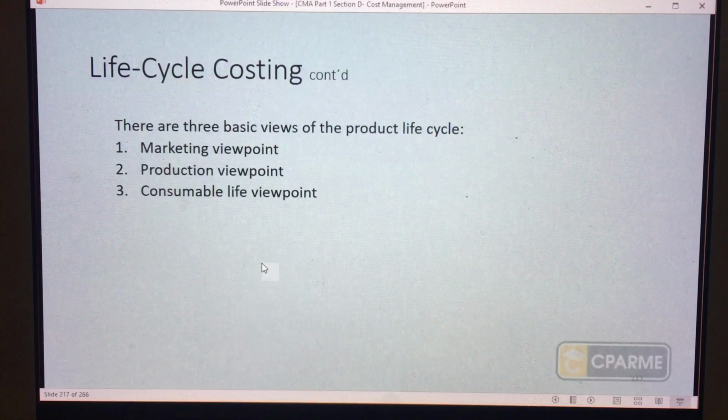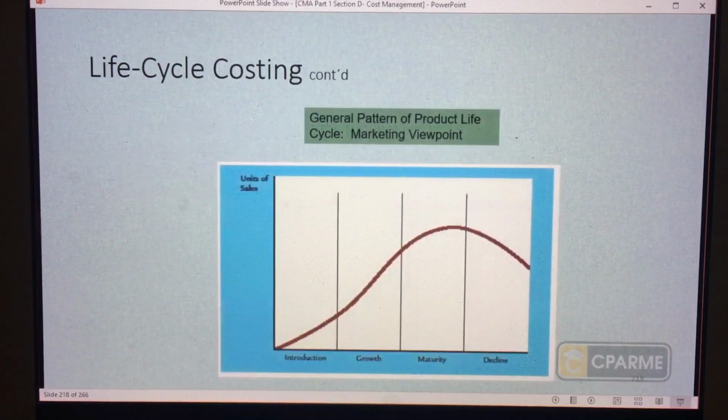There are three basic views of the product life cycle: marketing, production, and consumable. Yan. Please take note, no? Ano lang naman to, they're going to ask you perhaps the definition, or you can add ang concept na ito if they ask life cycle costing in your essay question. There are three basic views to the product life cycle, which is your marketing, production, and consumable. Ito, I took one of these when in the essay portion.